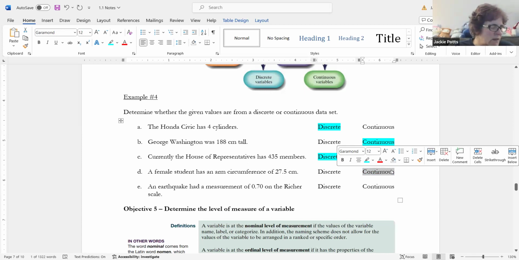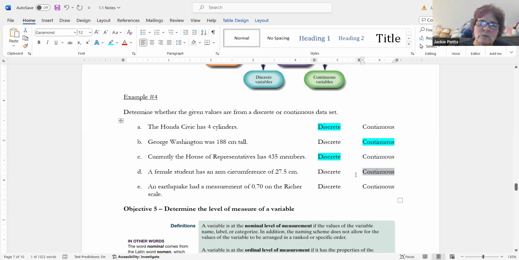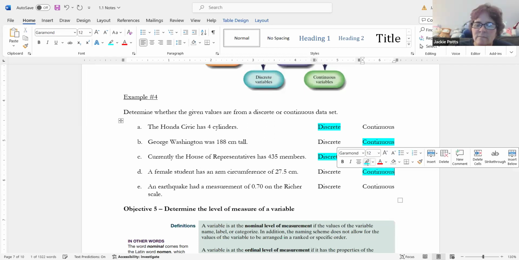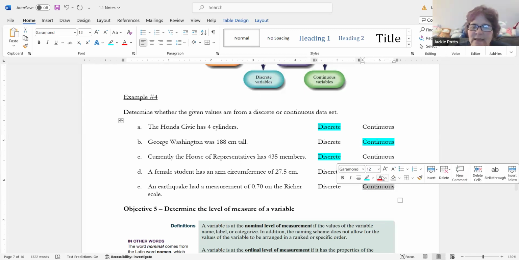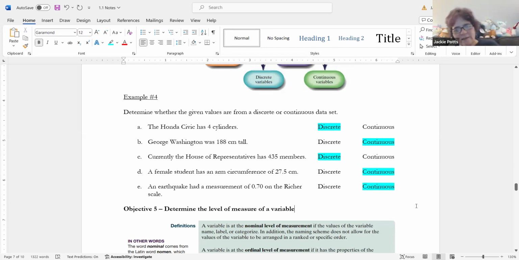All right, a female student has a circumference of 27.5 centimeters. Guess what? You see that decimal? That makes it continuous. Earthquake has a 0.7. Again, when you see a decimal, it makes it continuous. So continuous is easy to spot. Once you get fractions and decimals, it's continuous.